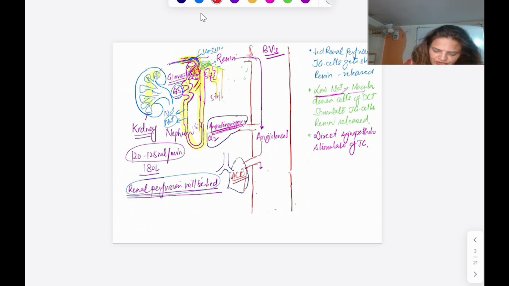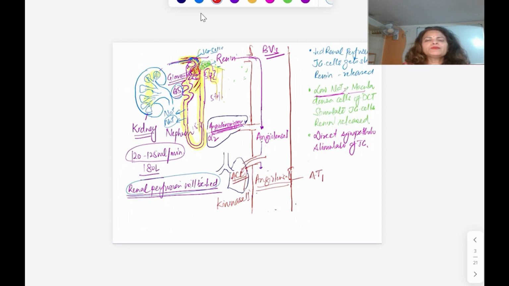Another name for angiotensin converting enzyme is kininase 2. It is one and the same thing, and this is going to convert angiotensin 1 to angiotensin 2, and this is active. It is going to exert many actions by activating the receptor, that is angiotensin 1.